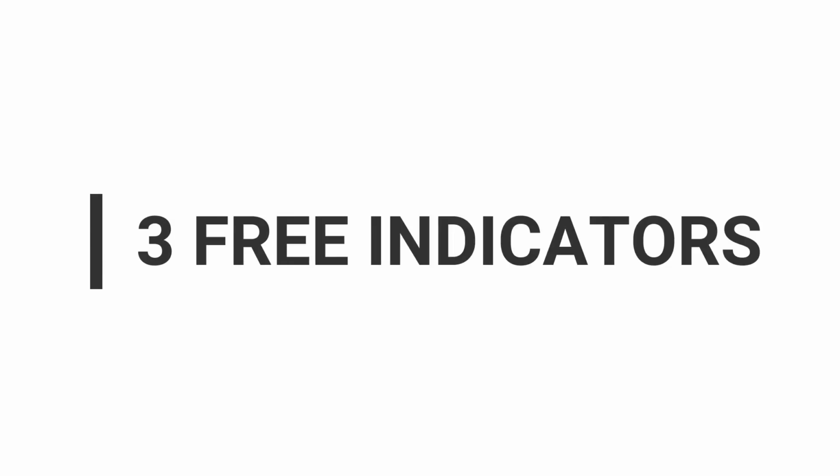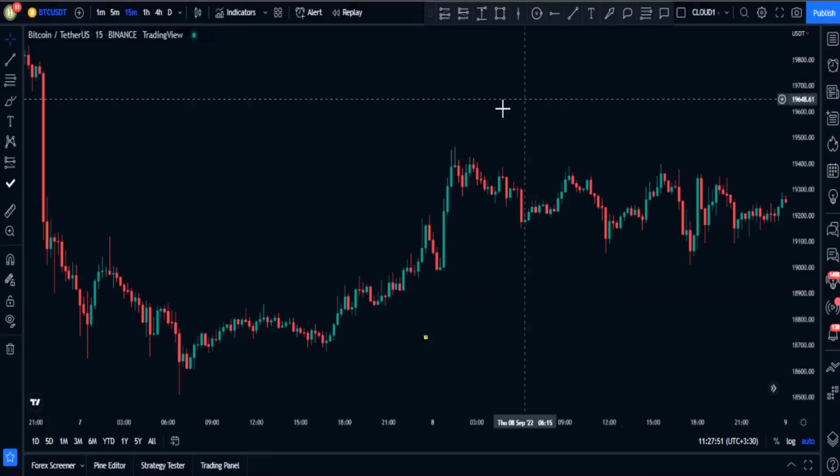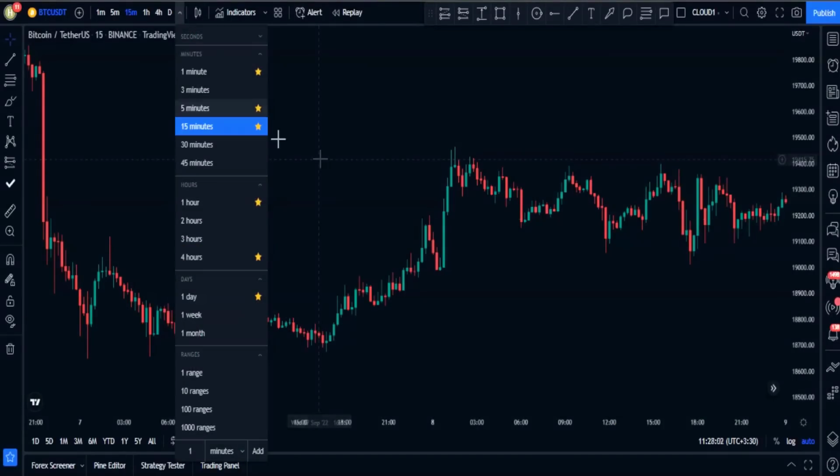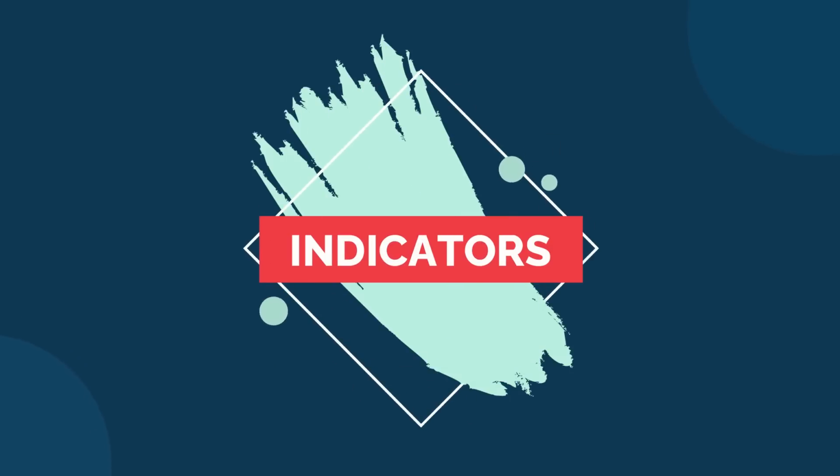The strategy consists of 3 free TradingView indicators. So first, open a Bitcoin 15-minute chart. But I should mention that the strategy works on any time frame from 1 minute to daily. So let's add the first indicator to the chart.